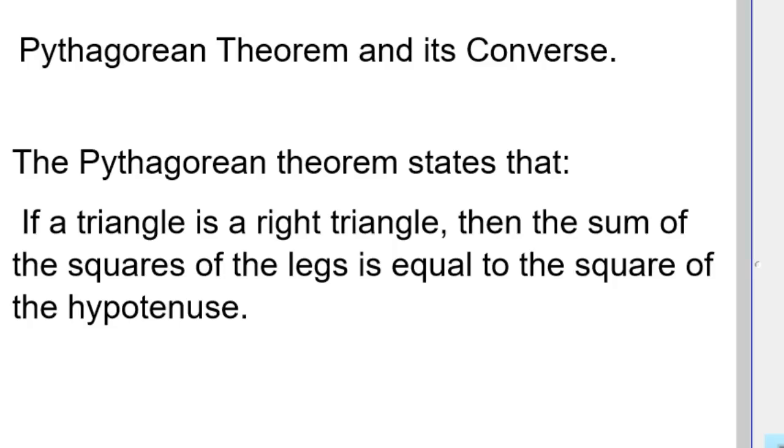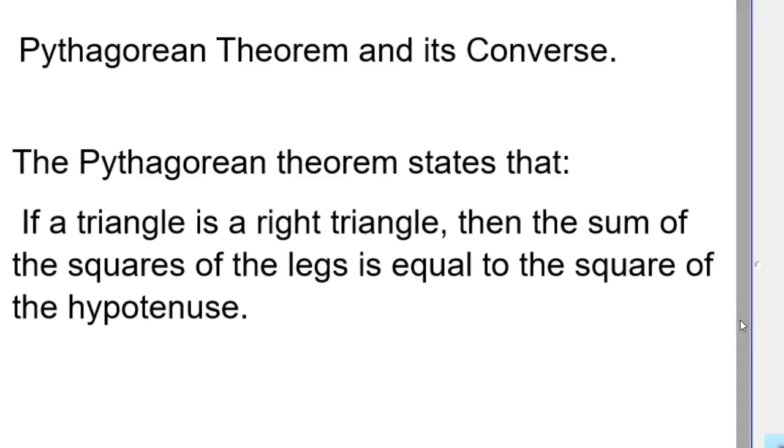Alright, the Pythagorean theorem and its converse. So first off, the Pythagorean theorem states that if a triangle is a right triangle, then the sum of the squares of the legs is equal to the square of the hypotenuse.